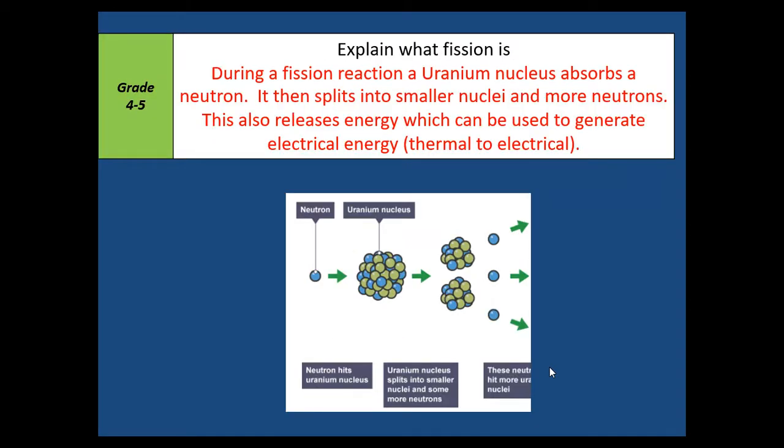Right, next up, what is fission? During a fission reaction, a uranium nucleus absorbs a neutron. It then splits into smaller nuclei and more neutrons. This also releases energy, which can be used to generate electrical energy because the reactor gets hot, heats up water, makes electrical energy.